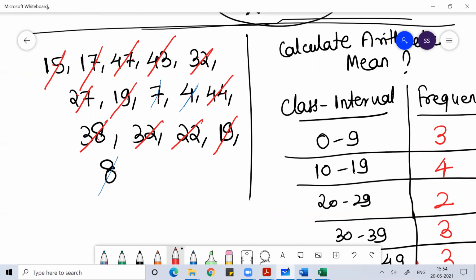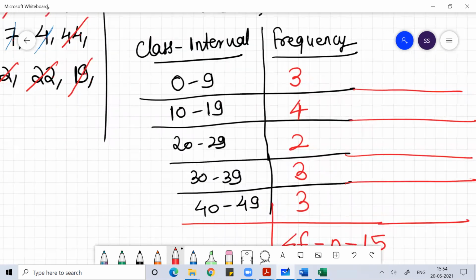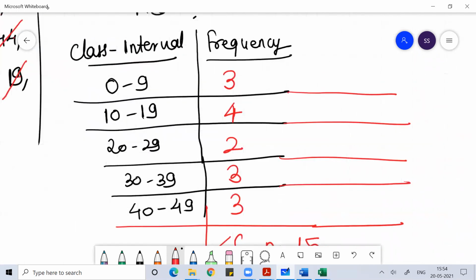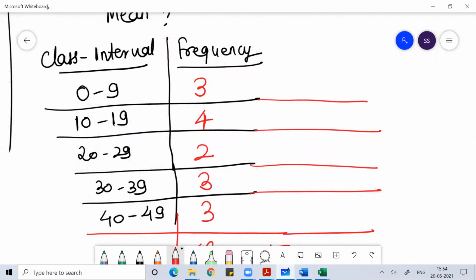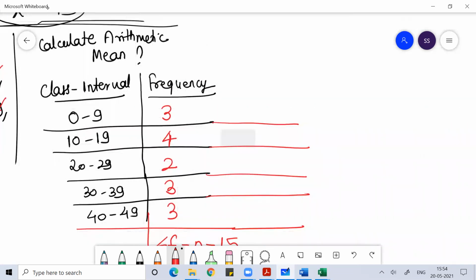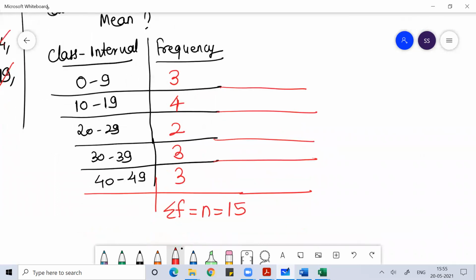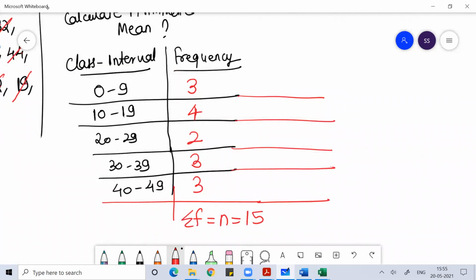So you have grouped the data, and this way you have organized the data. This is how we work in statistics. Once we have collected the data, the next thing we do is organize and group the data. That is what we do in statistics. Anyone, any doubt? Any question you want to ask?